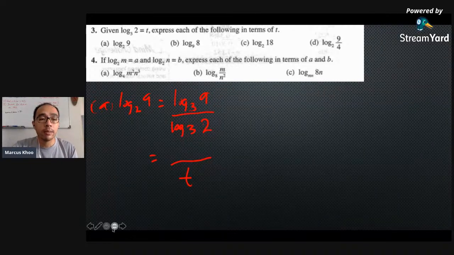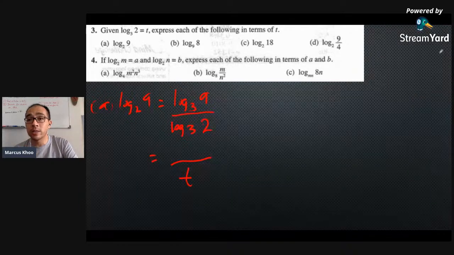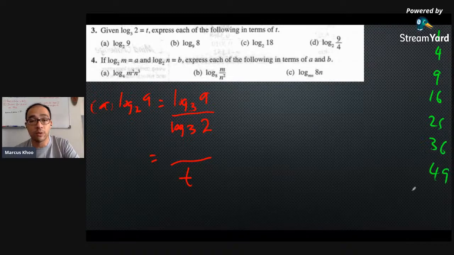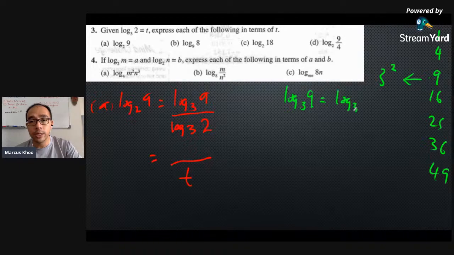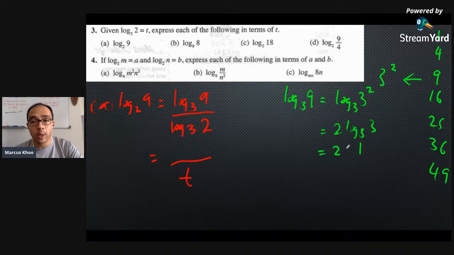Let me bring you outside. Everything is related. As I said before, these magic numbers are always very important in this entire chapter: 1, 4, 9, 16, 25, 36, 49, and so forth. 9 is actually 3 squared. So log_3 9 is actually equal to log_3 3 squared. I bring the 2 forward, 2 log_3 3, and log_3 3 equals 1. 2 times 1 equals 2. So this will be equal to 2 over t.